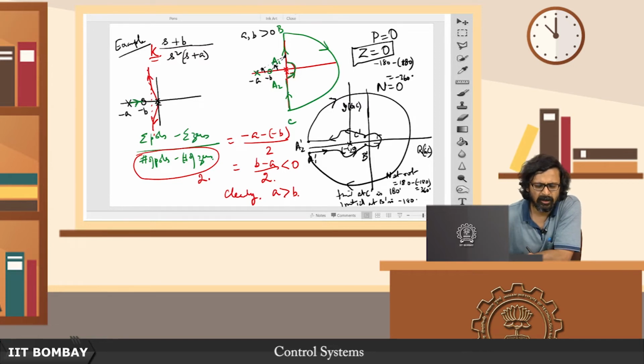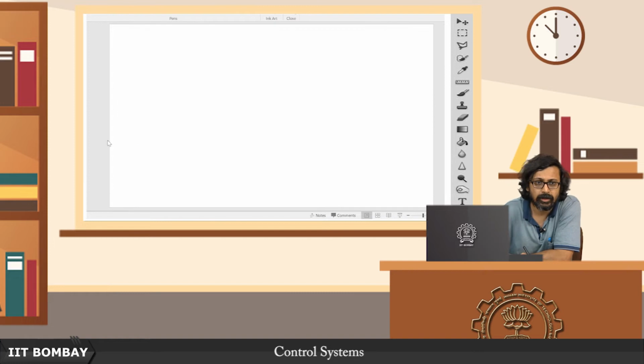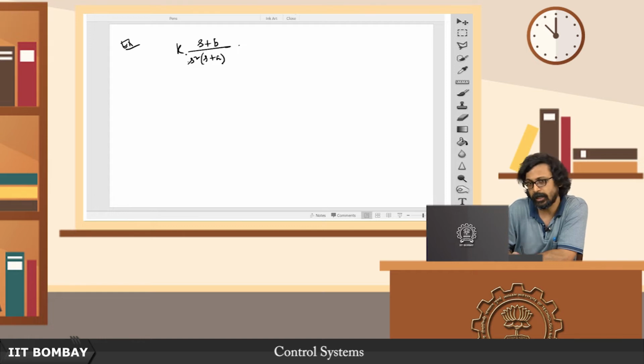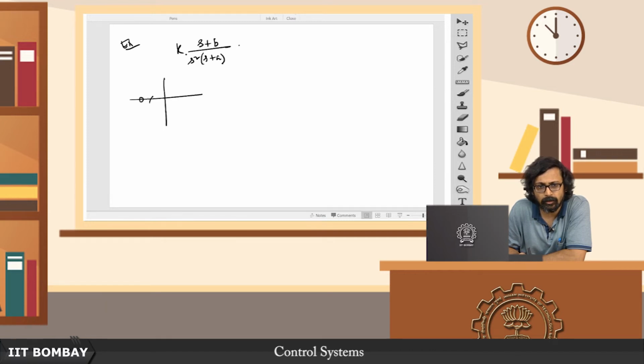Right, so now let us turn this around a bit. Consider again the same example, where we have (s plus b) upon s squared into (s plus a), of course with a k. So here, instead of considering the original location of the pole and zero, we have flipped the location of the non-zero pole and zero, and let us look at the root locus. So how will the root locus look now? Well, of course this part does not change, but what about the other two? Now notice that this is your minus a and this is minus b.